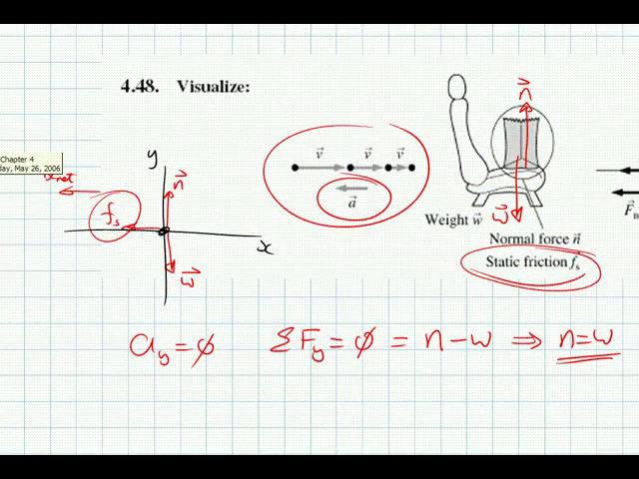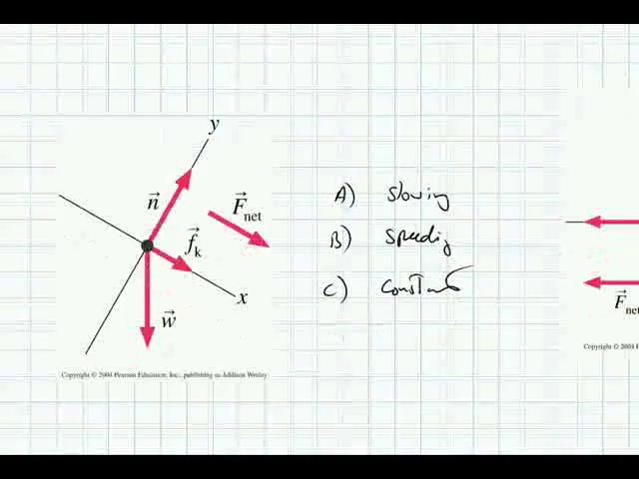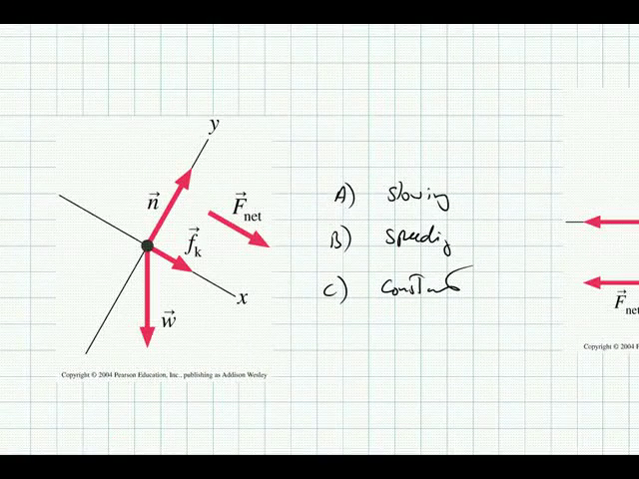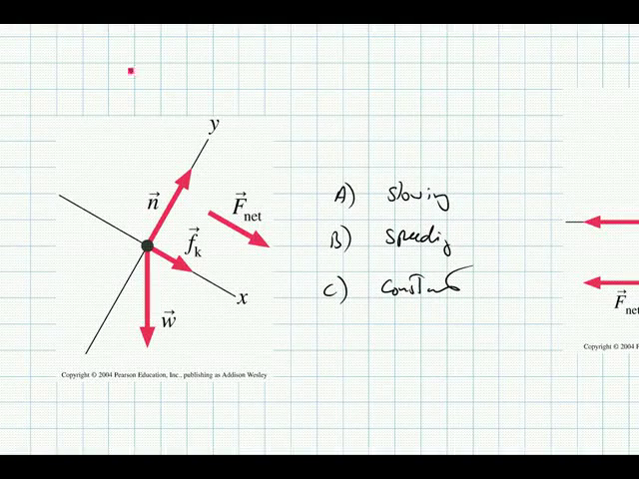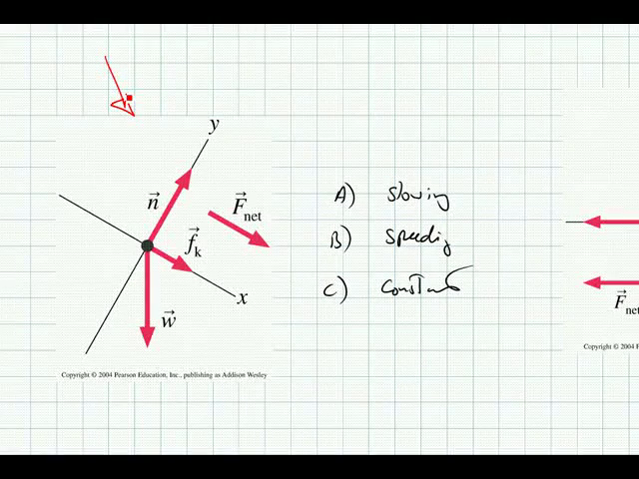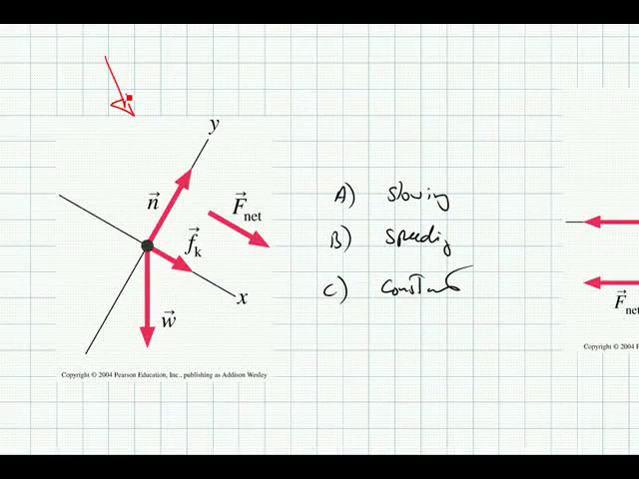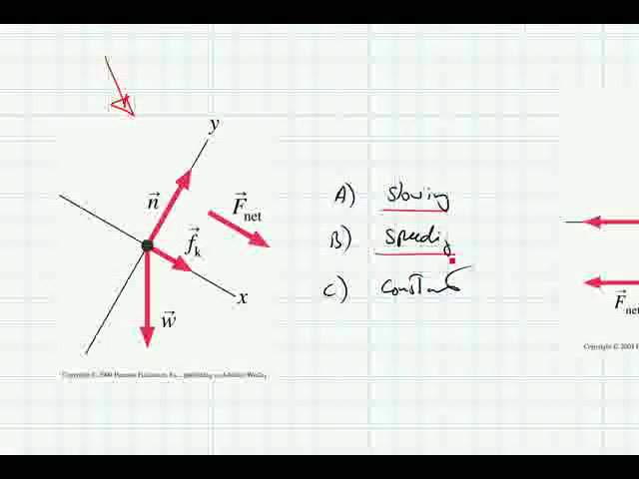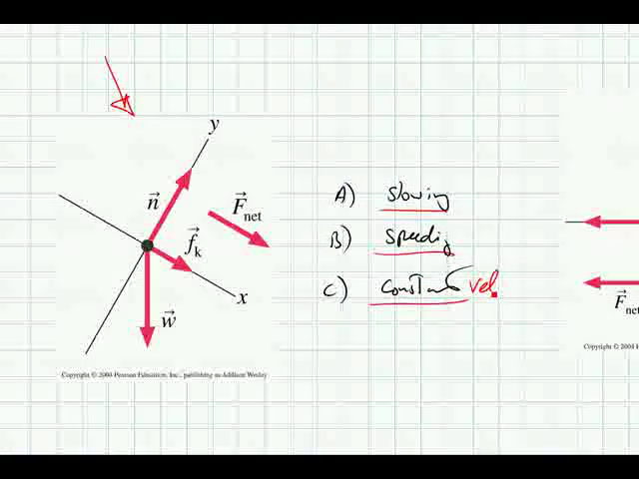Okay, so having said that, let me ask you this question here. If you were to take a look at this free body diagram, think about whether the object is slowing down, speeding up, or moving at a constant velocity. Alright? So take a look at the drawing.